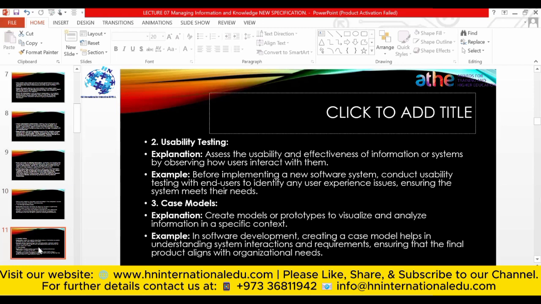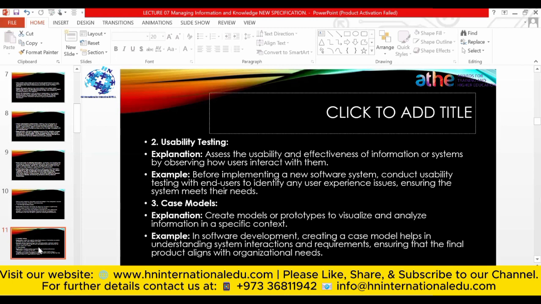Then we have usability testing. Assess the usability and effectiveness of the information or the system by observing how users interact with them. That is how the consumer interacts with that specific system, with that specific project or the product.